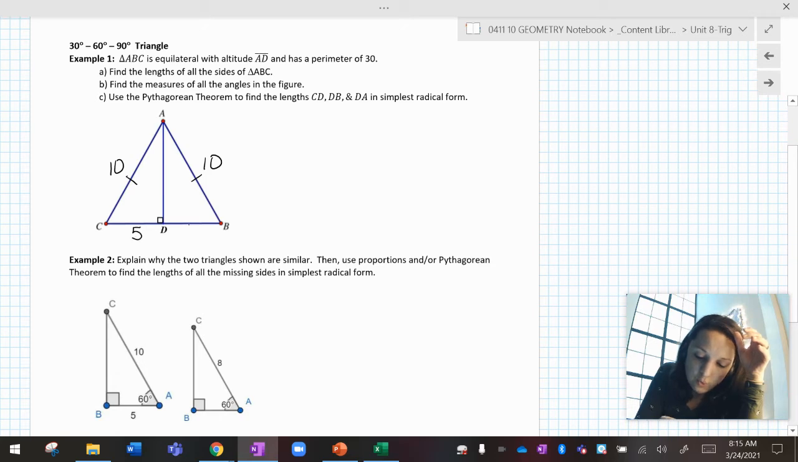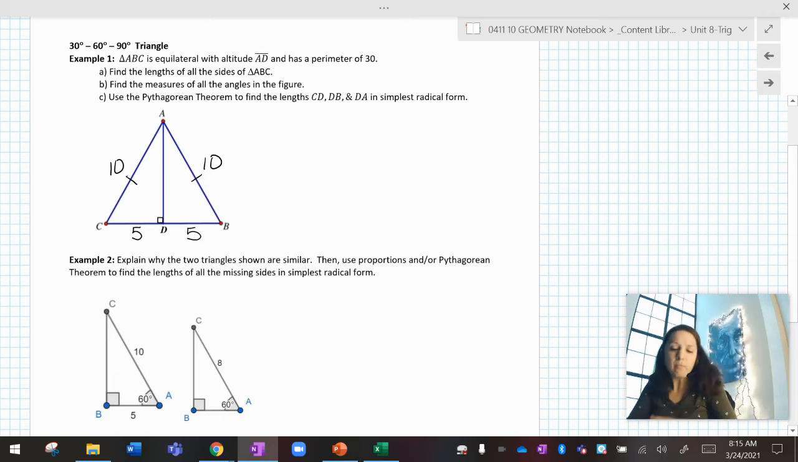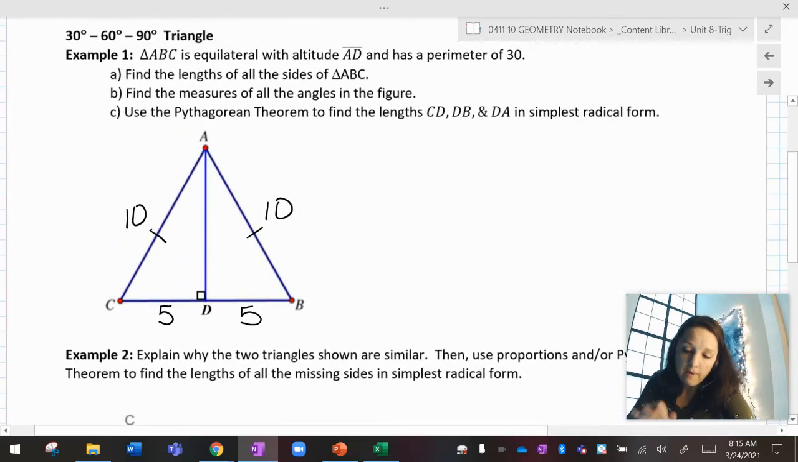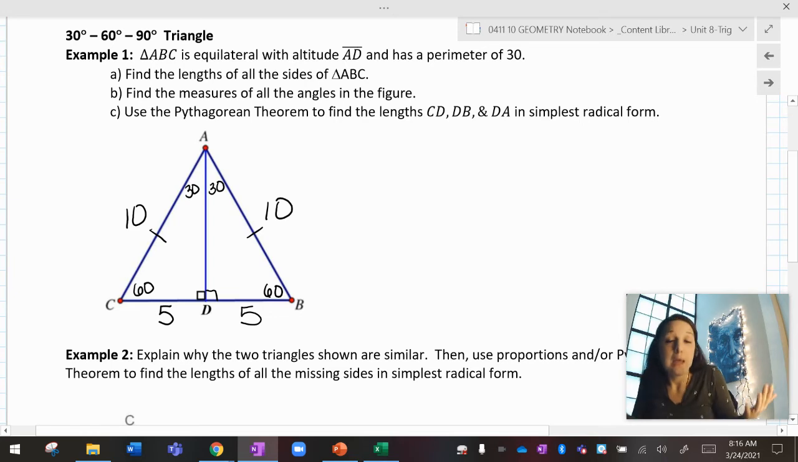And when I draw down the altitude of an equilateral, it splits the bottom in half. So I got 5, 5, and 10. Well, also, if this is equilateral, in an equilateral triangle, all of the angles are 60. So this would be 60, that would be 60. And when you drop an altitude, it cuts this angle up top in half. So that's 30. And the altitude makes a 90-degree angle with the bottom. Here's where 30, 60, 90s come from.